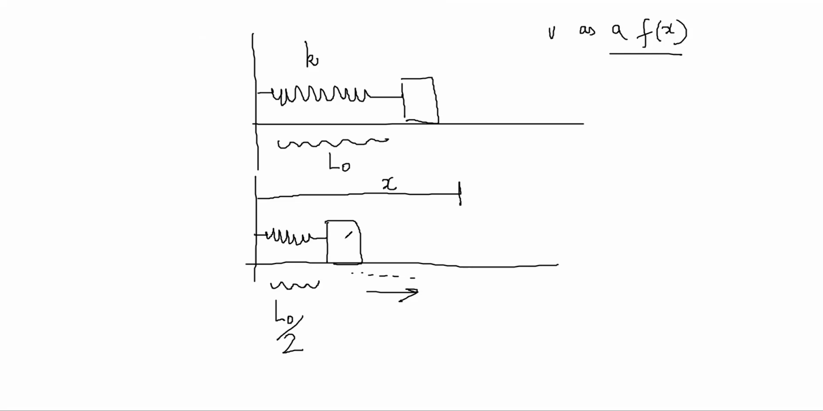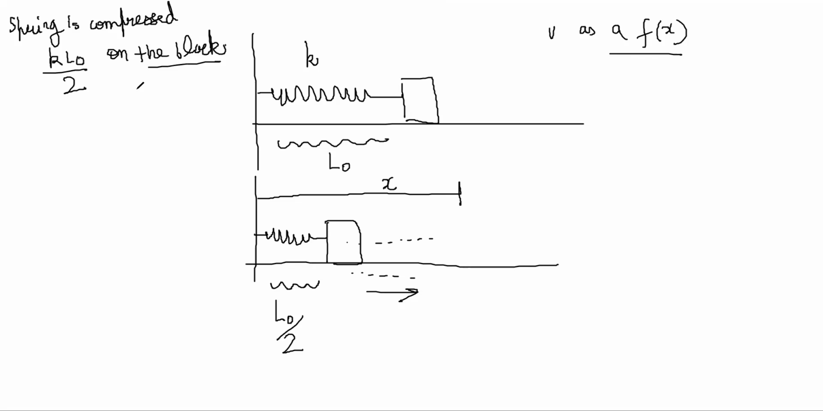So think about what happens as it moves this side, right? It moves this side because initially the spring is compressed. The spring exerts a force of k L naught by 2 on the block at the initial moment. Why does it exert this much force? Because it is compressed by what amount? L naught by 2 is the initial compression.